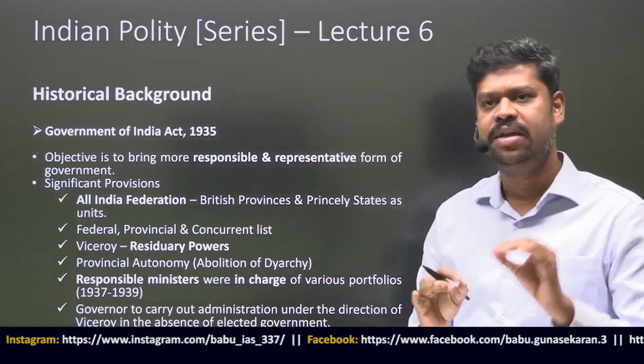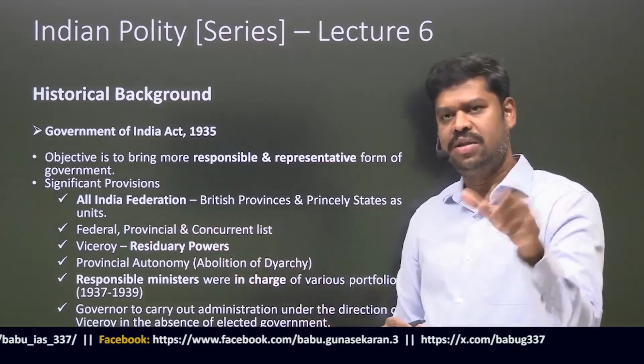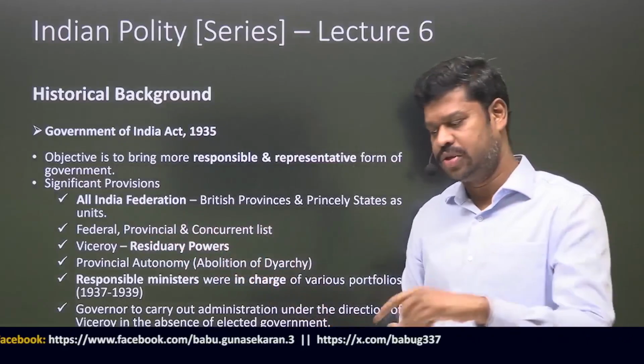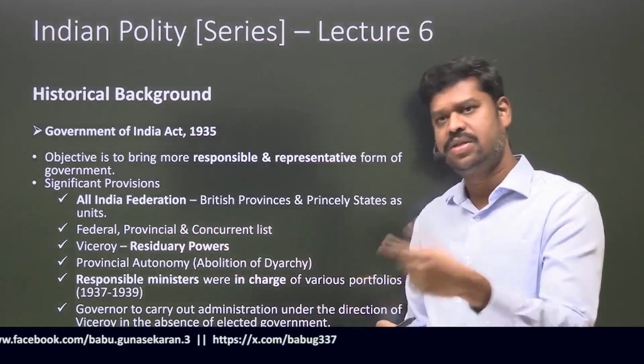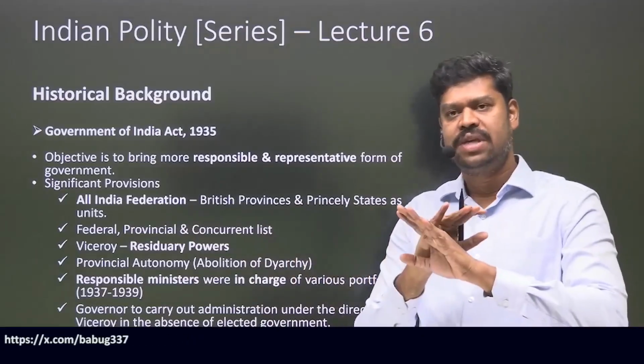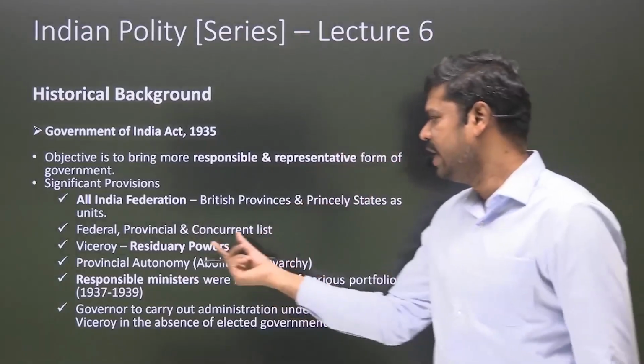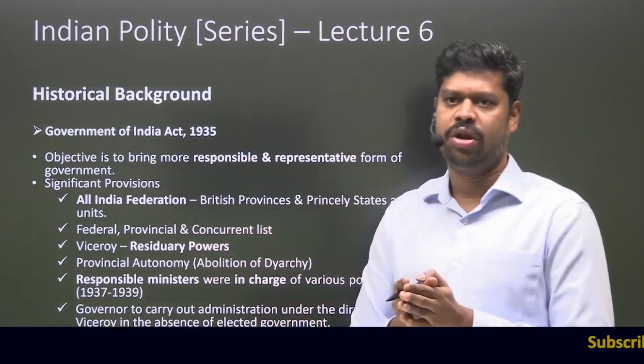So we have already seen that if a subject matter is mentioned in the union list, that is the federal list, the federal legislature, that is the central legislature, can make laws. If mentioned in the provincial list, the provincial legislature can make laws. In the concurrent list, both can make laws. And if some matter is not mentioned in any of the three lists, who will have the default power to make laws? It is the Viceroy. That is basically what you have to understand.